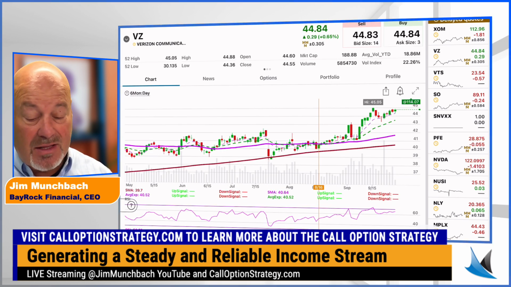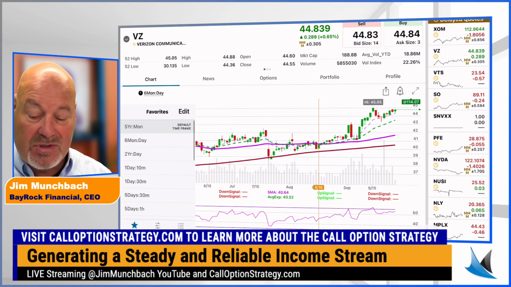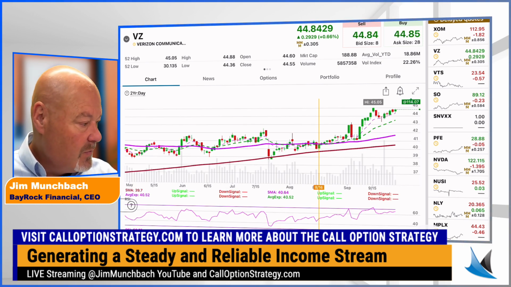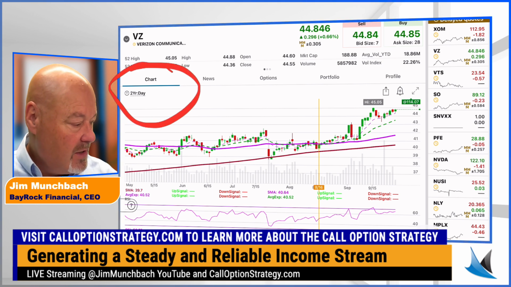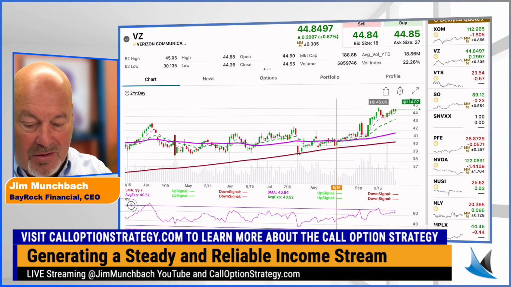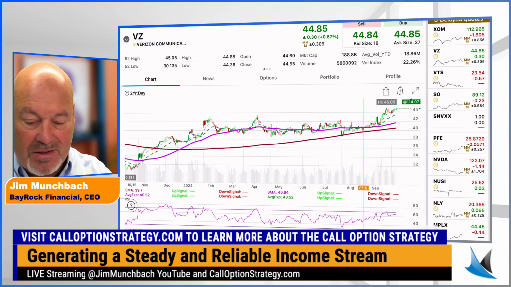Now that's a chart that's a little different. We have a 6-month chart. Let's look at a 2-year chart. We're looking at a 2-year chart there. So you can see that's a 2-year chart on Verizon.